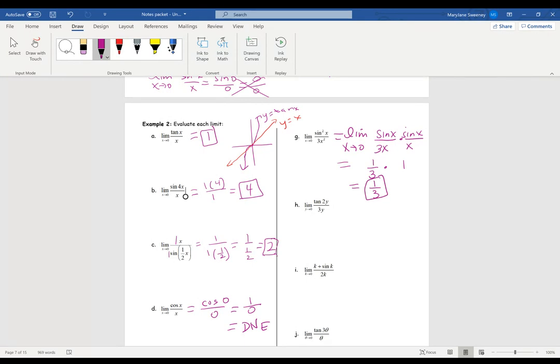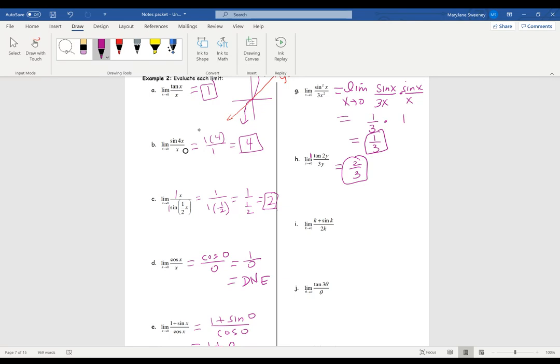If I plug into the next one, I get 0 over 0, indeterminable form. So I just want to know that rule, 1 times 2 over 3, so it'd just be 2 over 3.